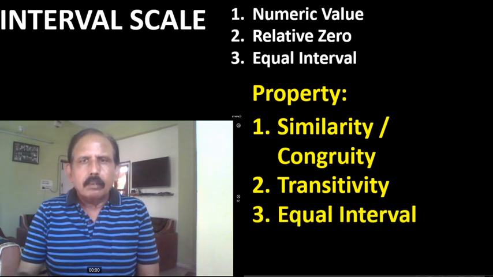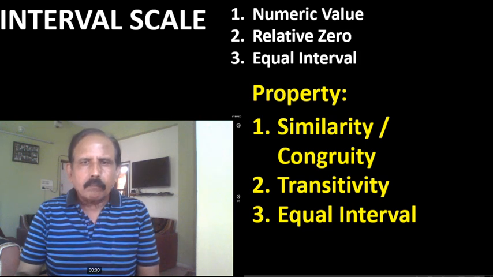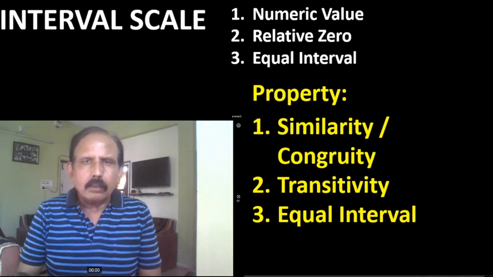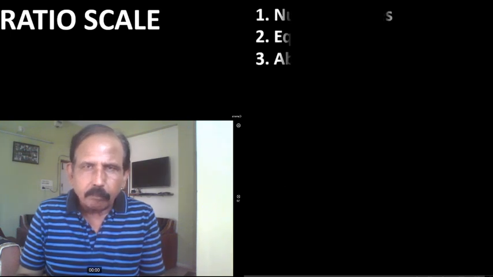Now another scale is the ordinal scale. Another scale is the ratio scale. What is it? Let us first see the special features of this ratio scale.